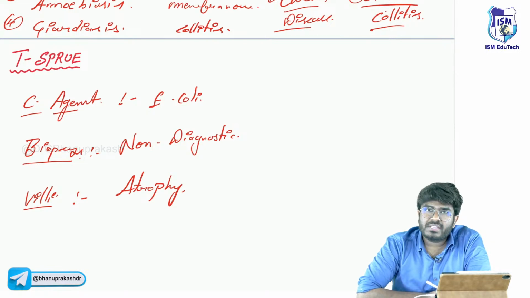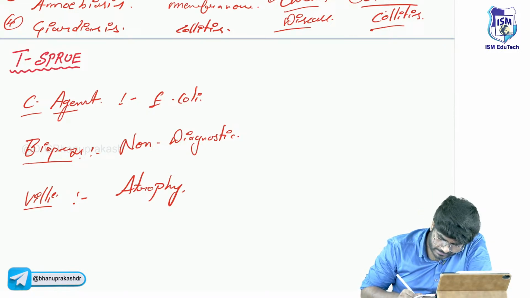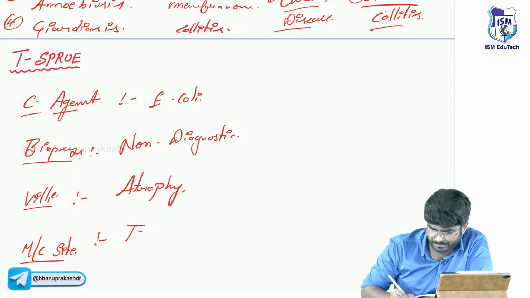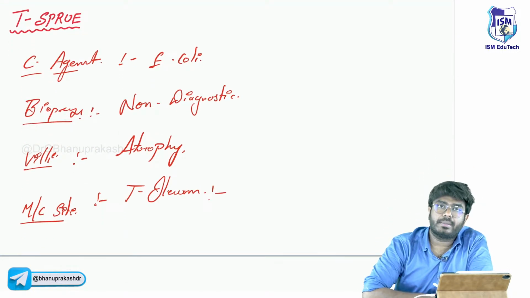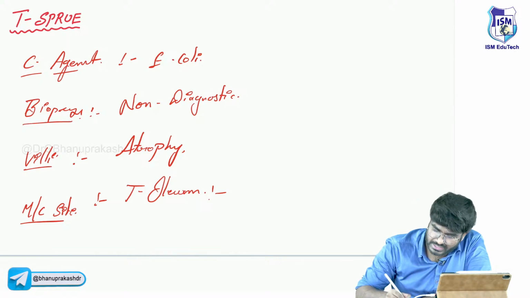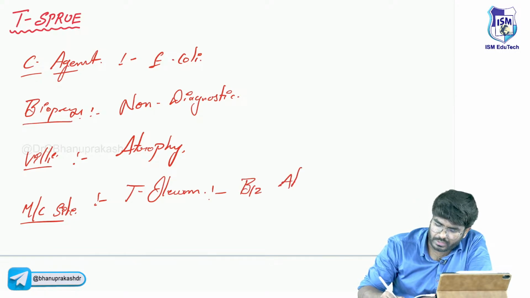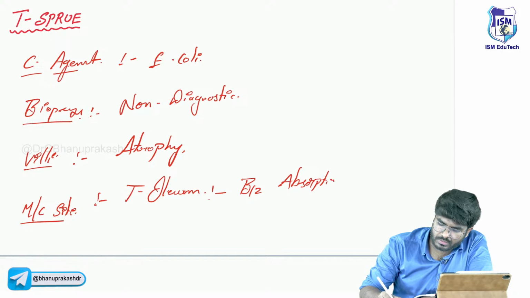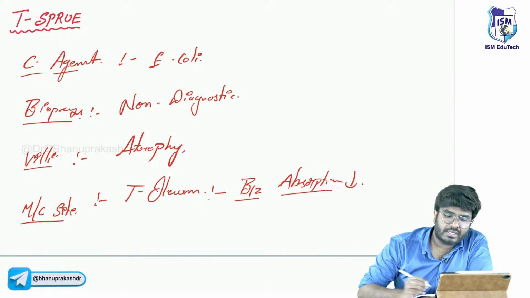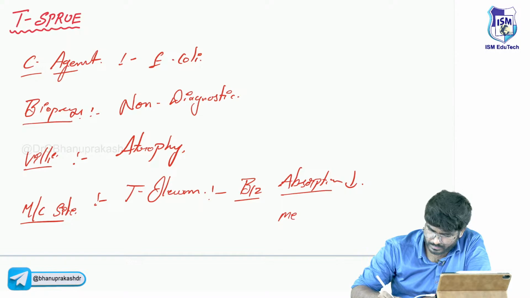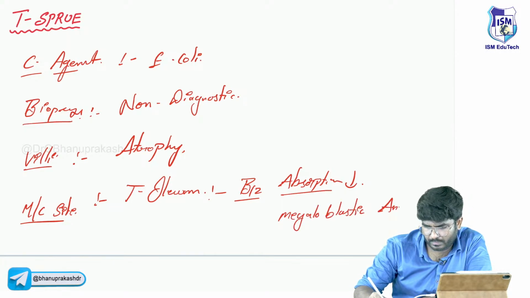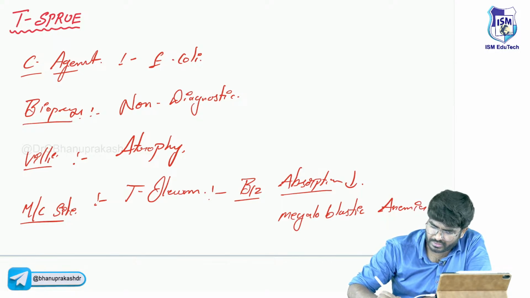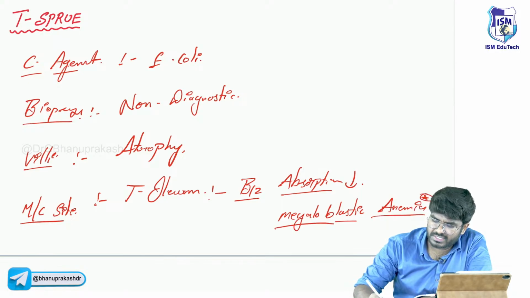Now, this tropical sprue, of course, affects the intestine, but what is the most common site? The most common site of tropical sprue is the terminal ileum. The terminal ileum is the most important site for vitamin B12 absorption. So vitamin B12 absorption decreases, and because of the vitamin B12 deficiency, the patient can go into megaloblastic anemia.